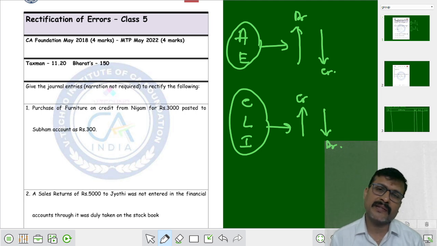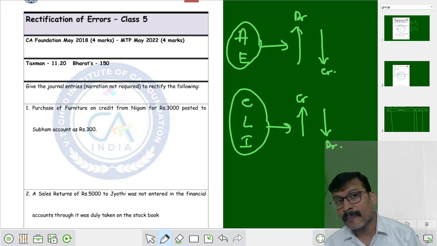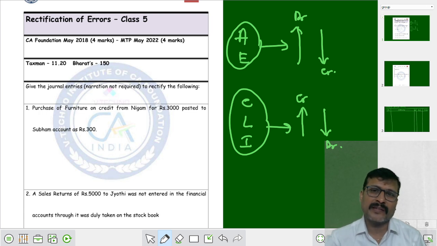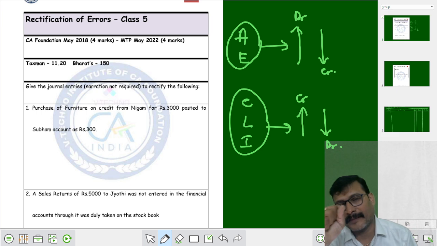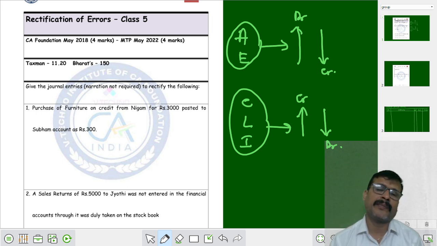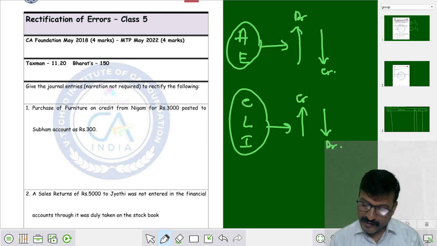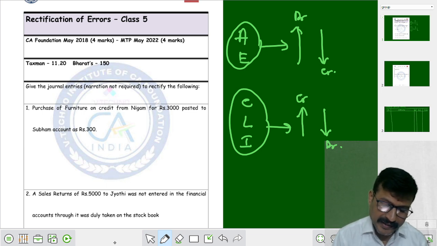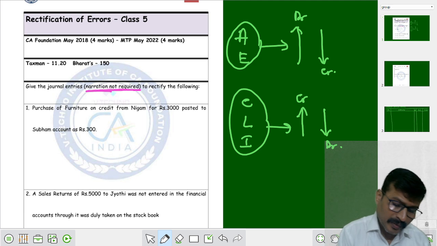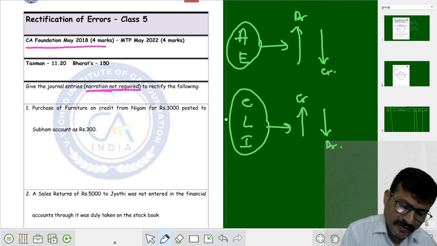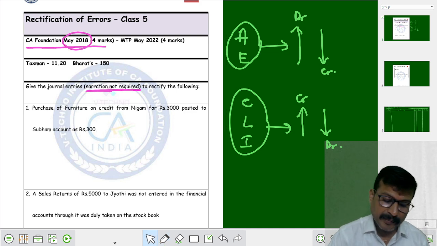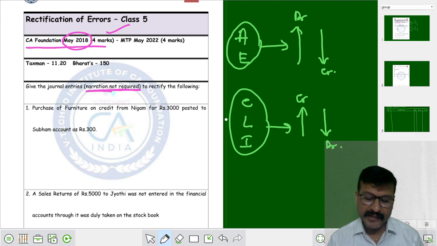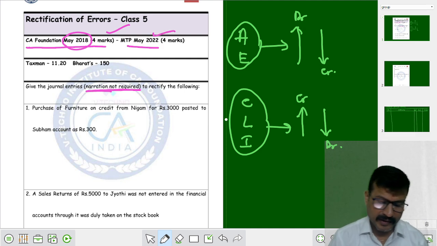My dear students, whenever you read the problem, compare the available concepts in each and every transaction and connect them with those 5 stars of accountancy. Then only we feel it is so easy. See here the first transaction of your problem. Give the journal entries. Narration is not required. Moreover, this problem was asked in CA Foundation in May 2018 for 4 marks. It is also there in MTP 2022 for 4 marks.